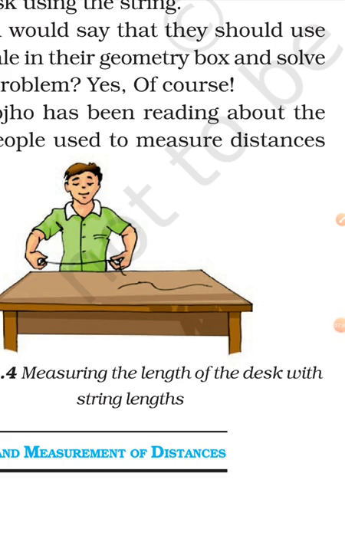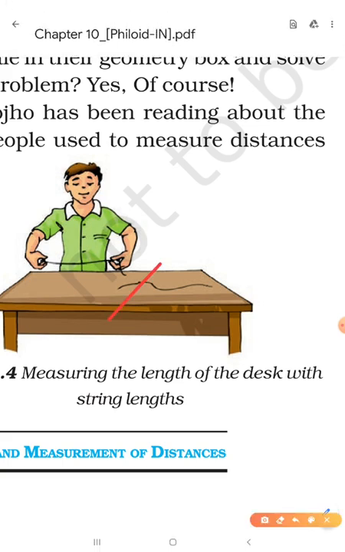And there is another way to find out the length of the desk. You can see in this diagram, this boy is finding out the length of this desk with string lines. So we can find out the length in many ways. I have given you two examples. By gilli and danda we can find out the length of the desk, and in this one, this boy is finding out the length of the desk with the string lines.